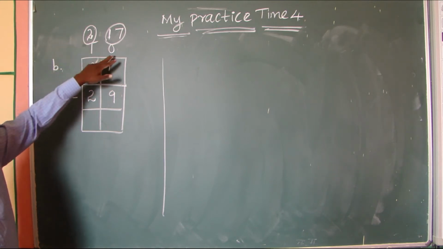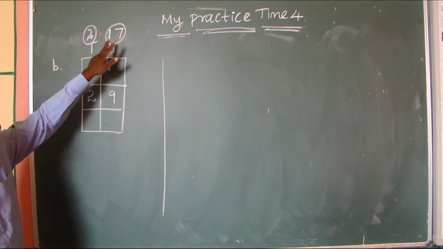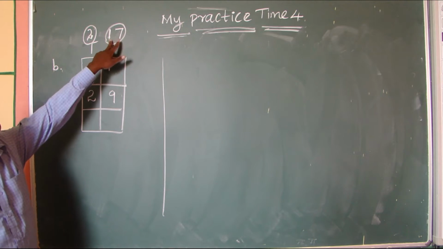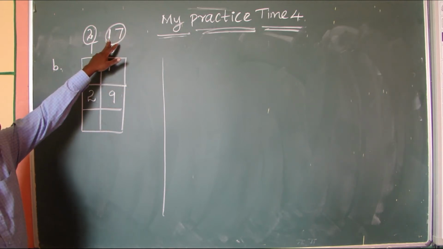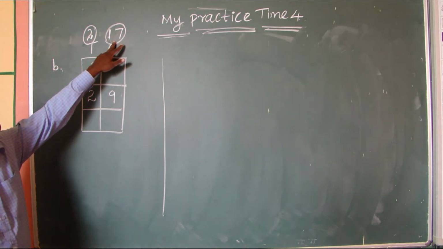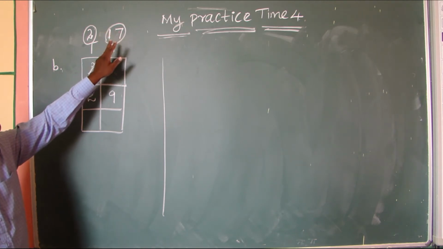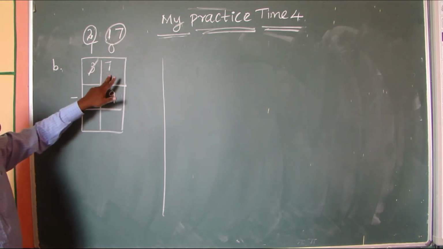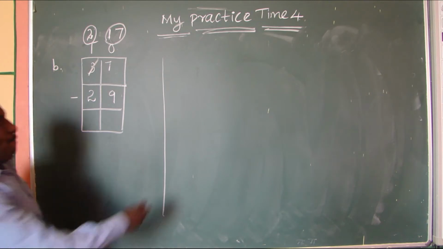The next one, ones place 7 becomes 17. 7 becomes 17 because 1 ten plus 7 ones. 1 ten is equal to 10 ones. 10 ones plus 7 ones is equal to 17 ones. Here 7 becomes 17. Here 3 becomes 2.